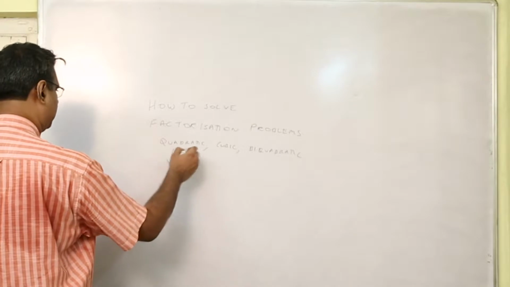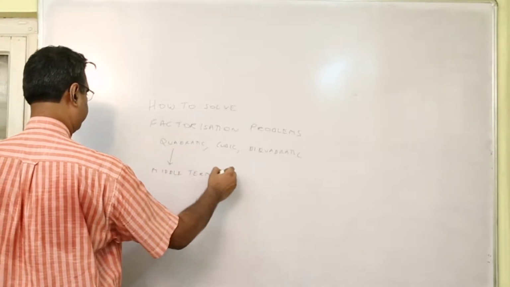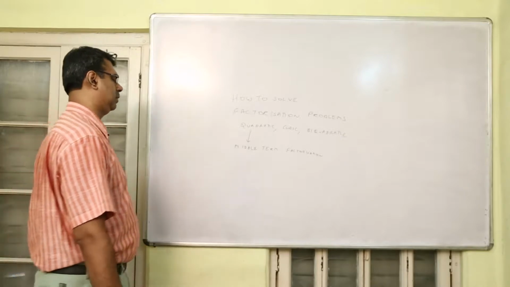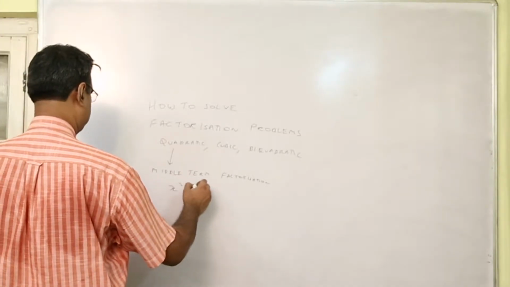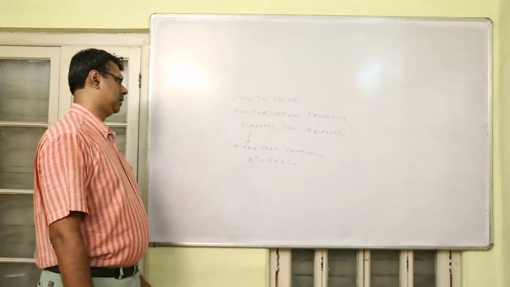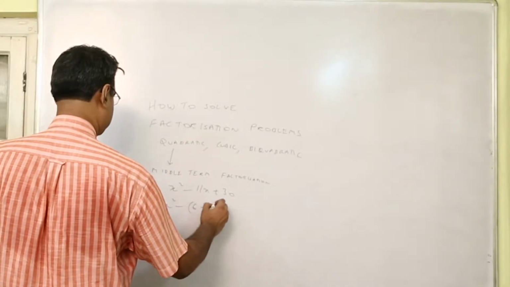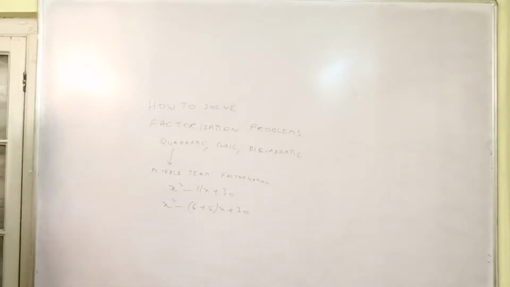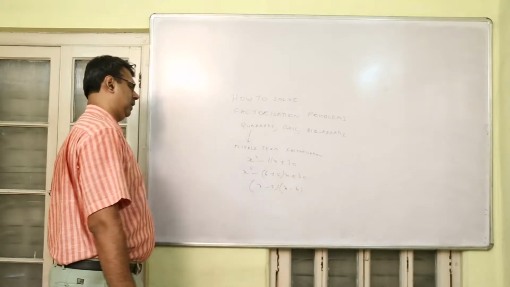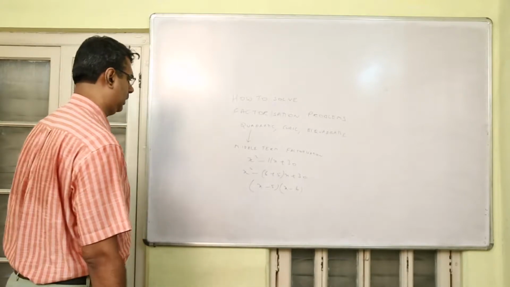I think most of us are aware that quadratic factorization problems are generally done by middle term factorization. So middle term factorization is the most common way to do quadratic problems. Like say for example, if you have x square minus 11x plus 30, in that case you can simply write 11 as 6 plus 5. So it will become x square minus 6 plus 5 into x plus 30. So ultimately it becomes x minus 5 into x minus 6. So this is the very well known middle term factorization to factorize a quadratic expression.